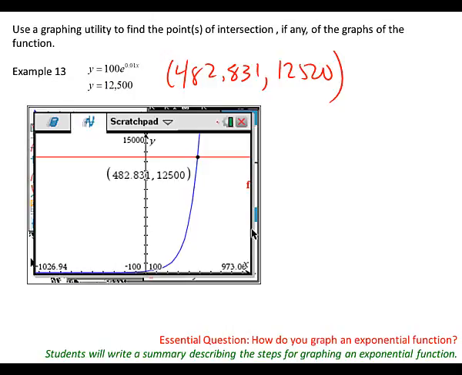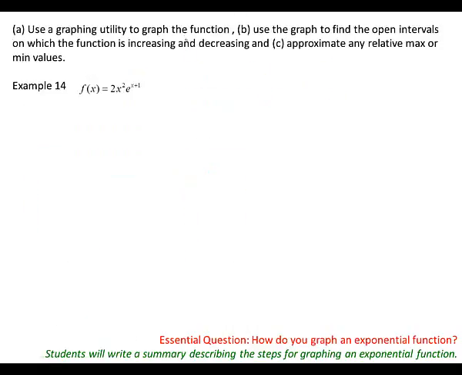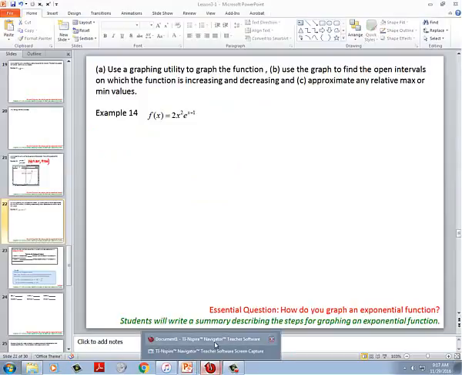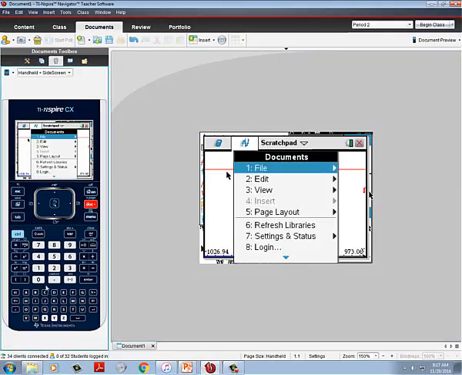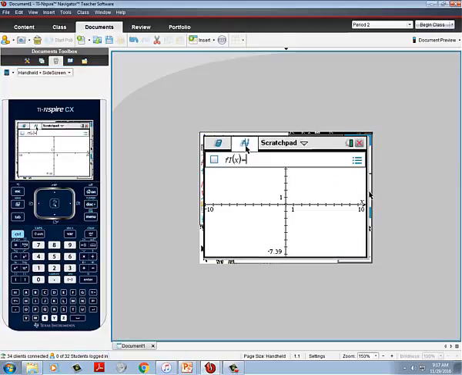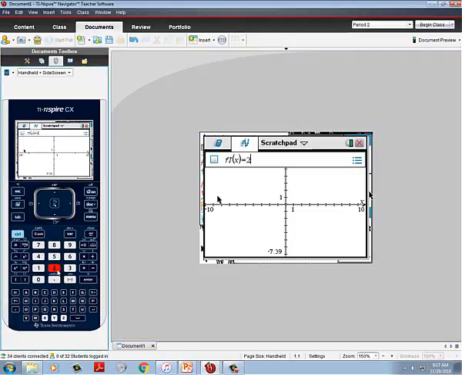All right, you ready for the next one? Okay, so on the next one here, we have to graph it again. Part A says that we have to use the graphing utility to graph it, and then find open intervals and maxes and mins. So let's all get that typed in. I'm going to do it with you. So I'd probably doc B all that hard work we just did. Yeah, well, that's what happens. All right, and then we're going to do 2x squared, and then e to the x plus 1. And then go ahead and hit enter.